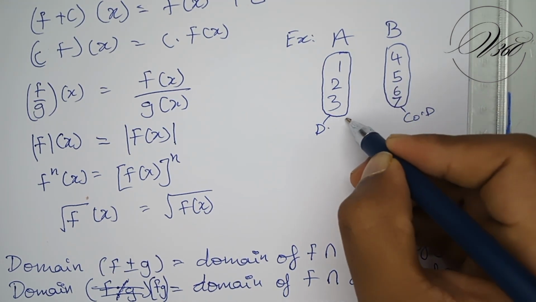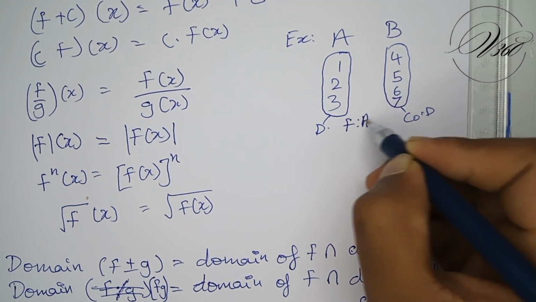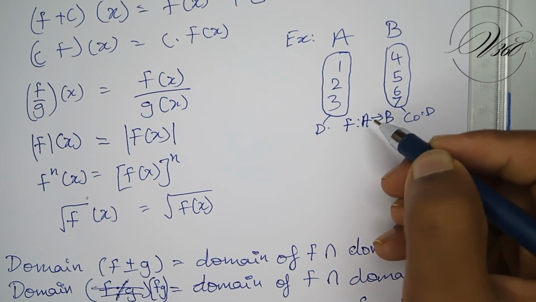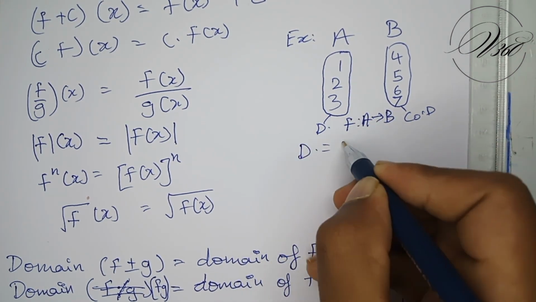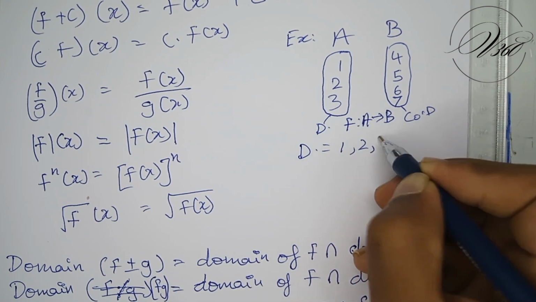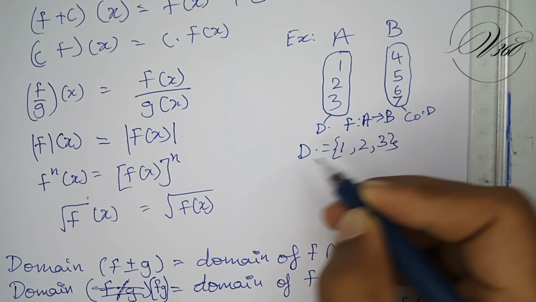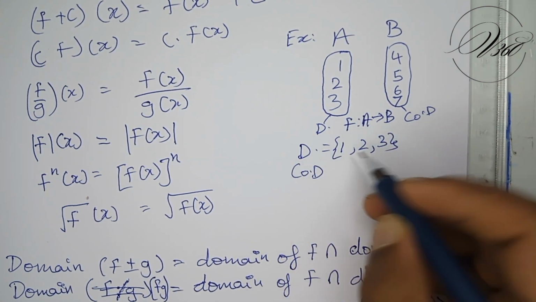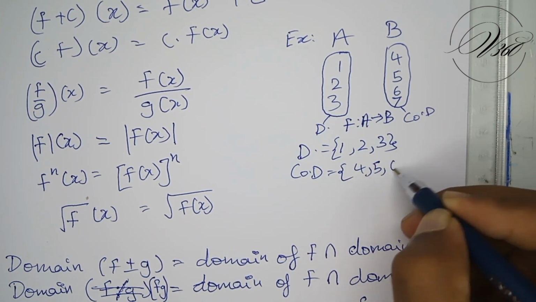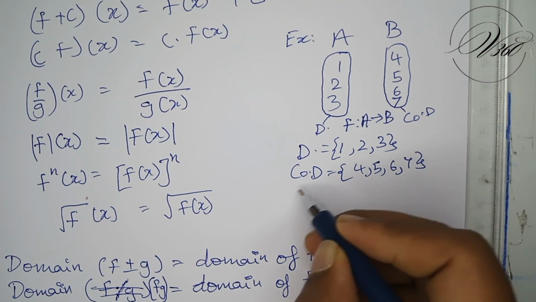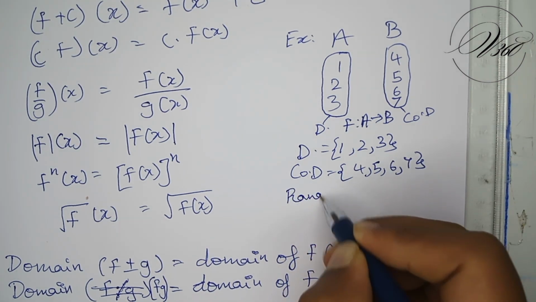1, 2, 3 and 4, 5, 6, 7. This is domain and this is codomain. This is f maps A to B. Now what is domain, that is domain is equals to 1, 2, 3. What is codomain, 4, 5, 6, 7, right? What is the range then?